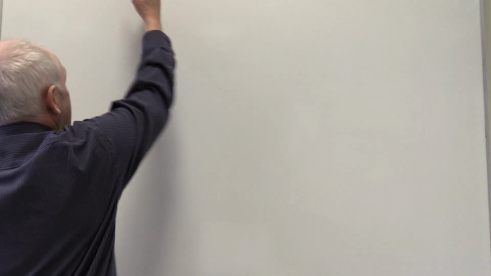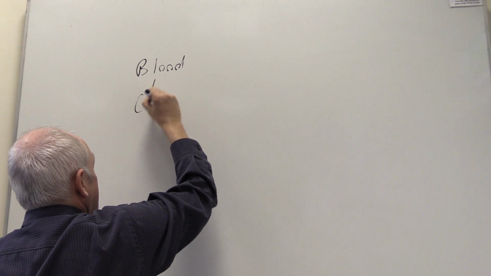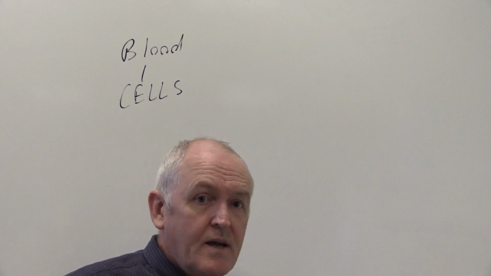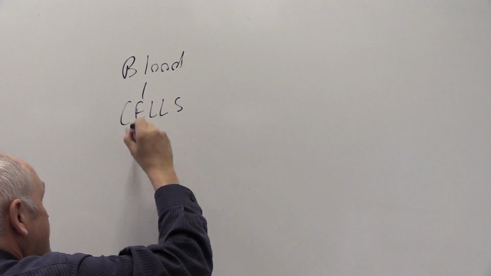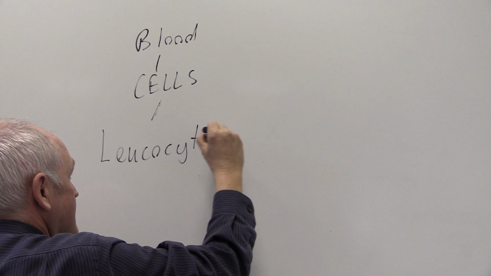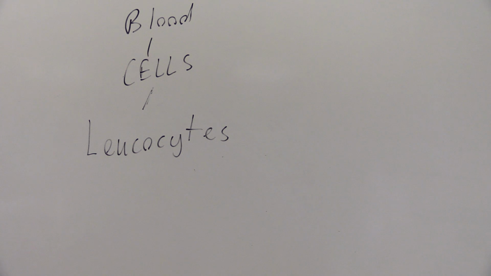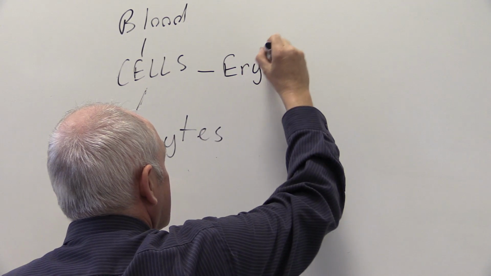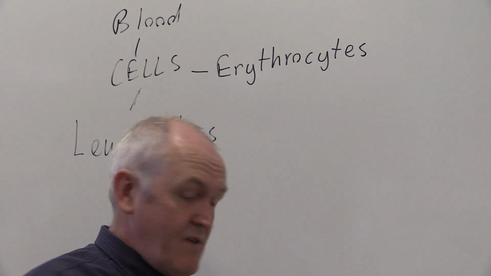So we have blood and we have cells in the blood. So what are the cells in the blood? Now there are two main types of cell in the blood. There are the leukocytes, which are the white cells, and the erythrocytes, which are the red cells.